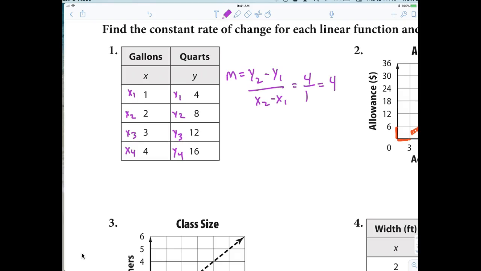Now, guess what happens if I pick y4 minus y3 over x4 minus x3? I'm going to get the same what? Same answer. It doesn't matter what 2 points I pick. If it's a line, the slope will always be the same. Everybody hearing me? Very important.